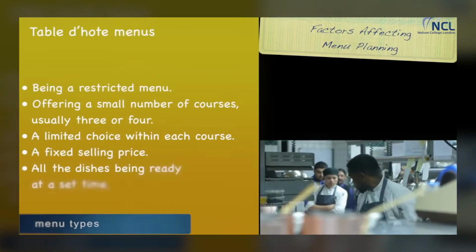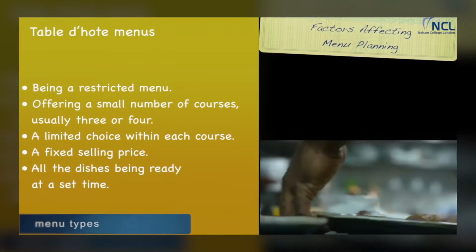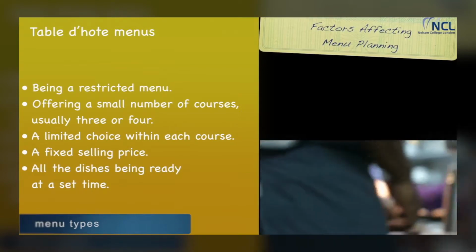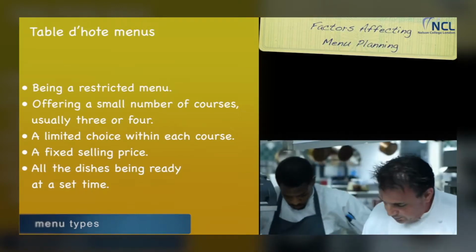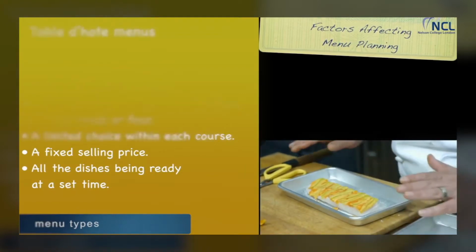Table d'hôte menus are usually restricted. They offer a small number of courses, usually 3 or 4. They have a limited choice within each course and a fixed selling price. All the dishes are ready at a set time.